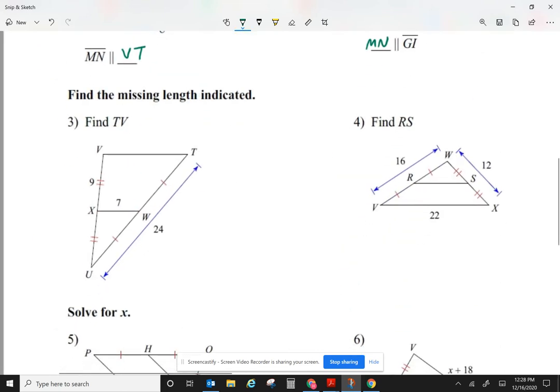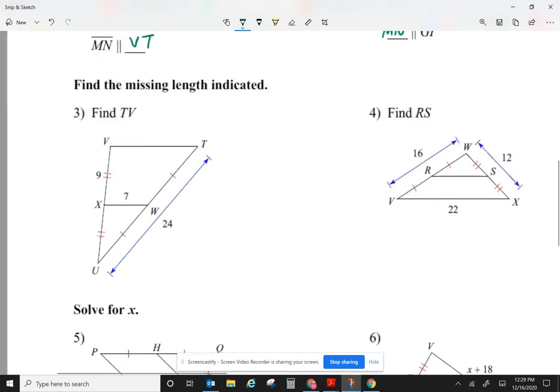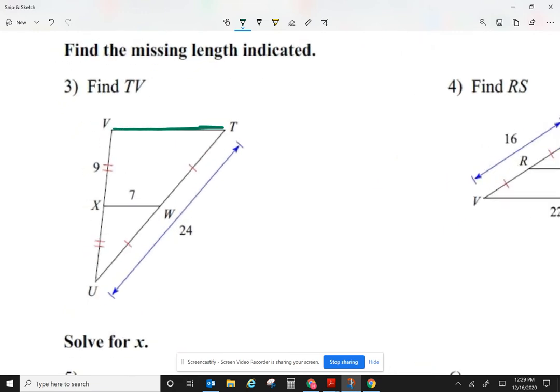Now let's take a look at question number 3. We're going to be talking about the length now. Find the missing length indicated. So we want to know how big is TV. It says find TV. Now let me see where TV is. TV is a side. Let me see the midsegment that is parallel to it. I'm going to ignore everything else. So there's some numbers in there that I'm going to ignore. I'm just paying attention to the side TV and the midsegment. Because I know the midsegment is 7, I'm going to say the side TV is 14.